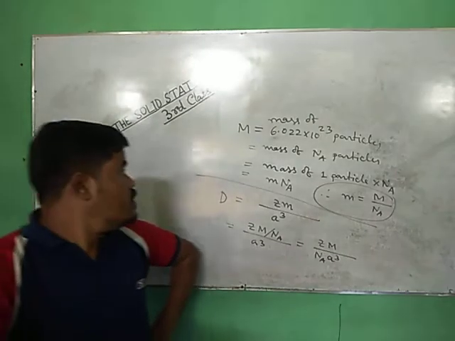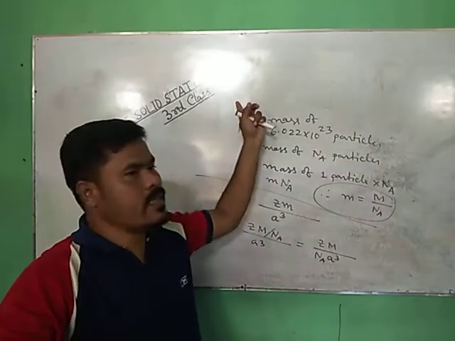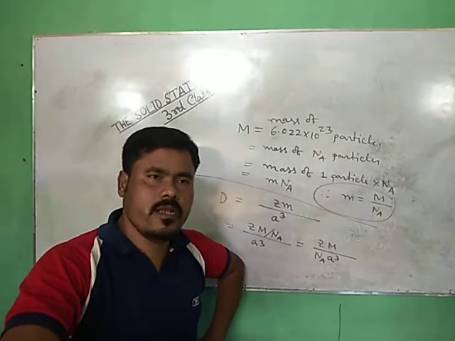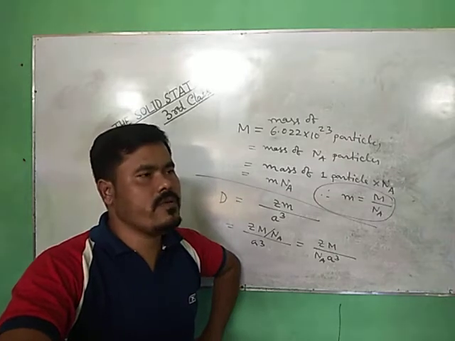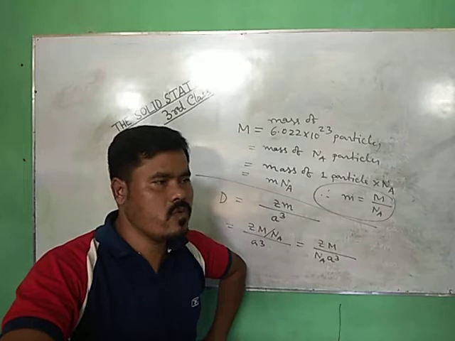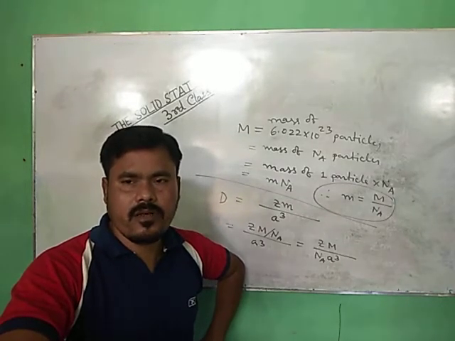After that, I calculated the packing efficiency of three different types of cubic unit cell. In a simple cubic unit cell, the packing efficiency was 52.4%. Next, in case of FCC, what was the value?